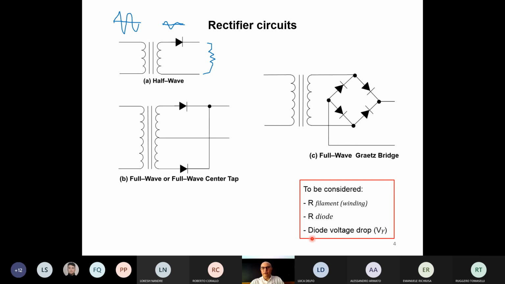But there is also a voltage drop, the knee voltage, which is basically 0.6, 0.7 or more volts, which must be considered in our calculation. So I can tell you that most of the time we will certainly consider the diode voltage drop. Sometimes we consider the filament and the diode resistances. If you want to do some simple calculation, maybe we neglect them. We don't consider them, okay?